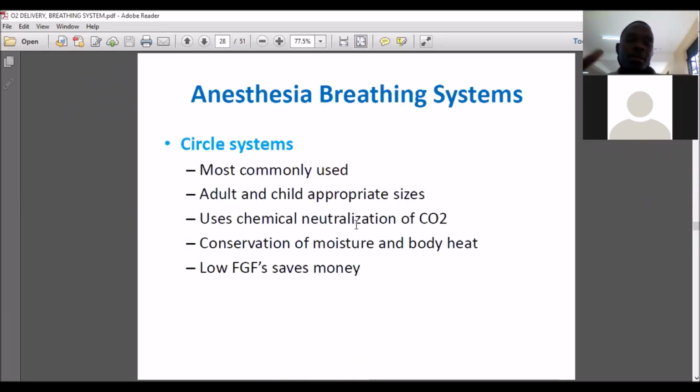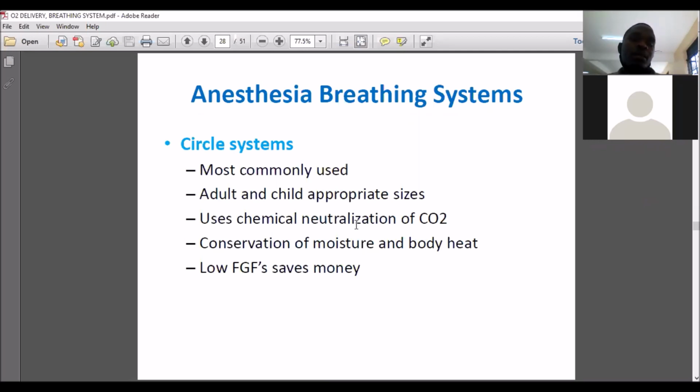Then anesthesia breathing systems, we have circle systems. The circle system that we have seen is the most commonly used. Adult and child appropriate sizes, use chemical neutralization for carbon dioxide because it's a cycle. We use it to eliminate the carbon dioxide, and there is conservation of moisture and body heat. That's the good thing of the system. It is conserved. And then we shall have low fresh gas flows, so this saves money.